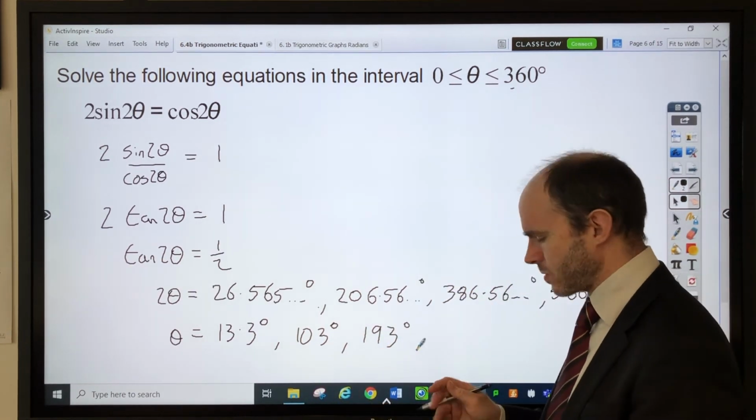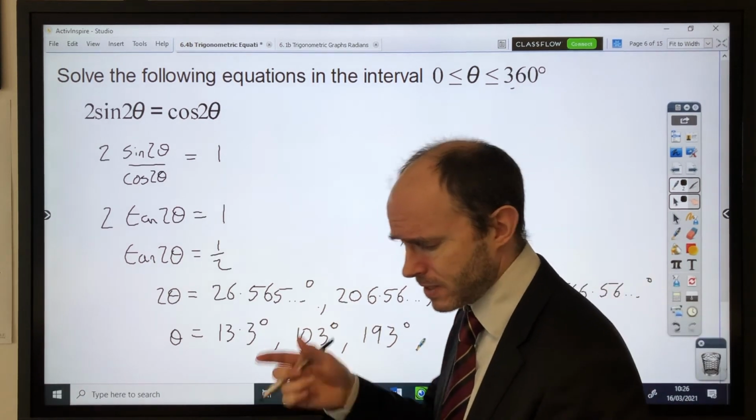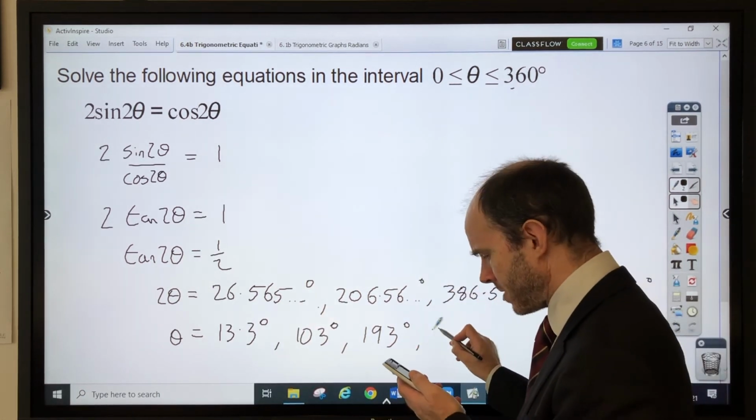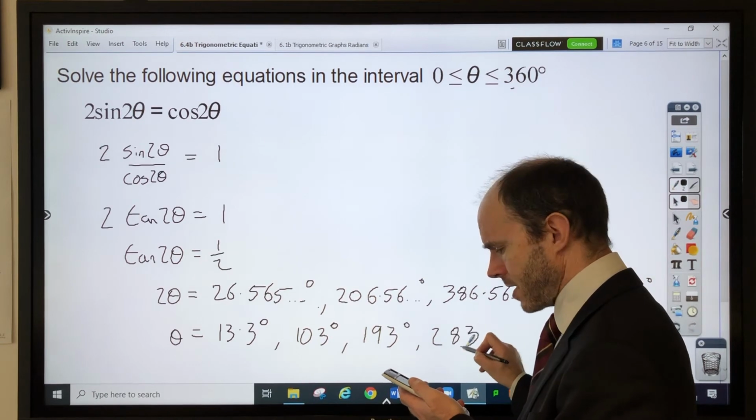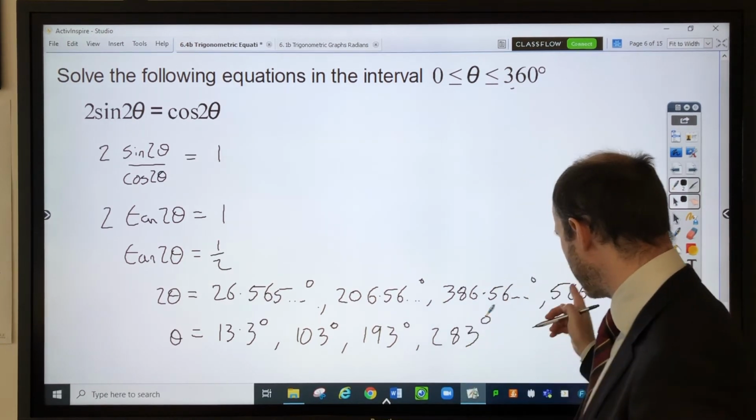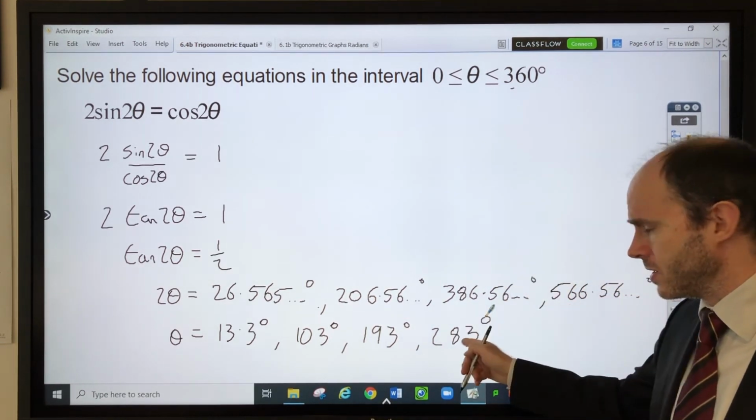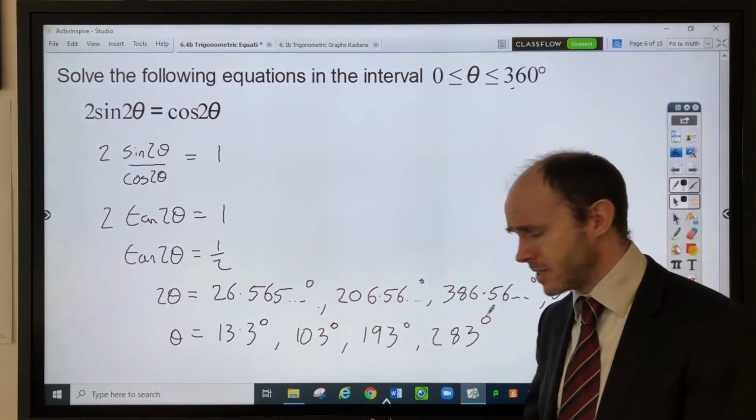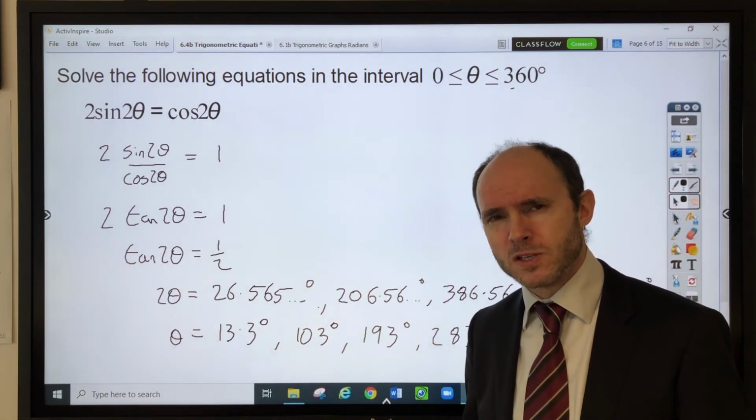And then the next one, no, I don't use my calculator, but you're probably doing it as well, so I'm just doing it at the same time as you. So 283 degrees, and yes, you can see that divided by 2 is 283 degrees. So there we go. Those are our 4 possible answers for that one.